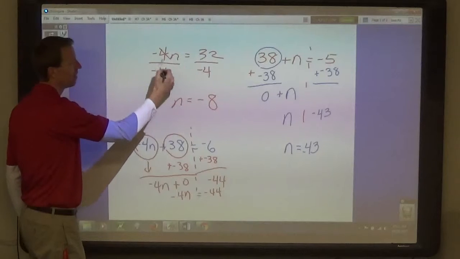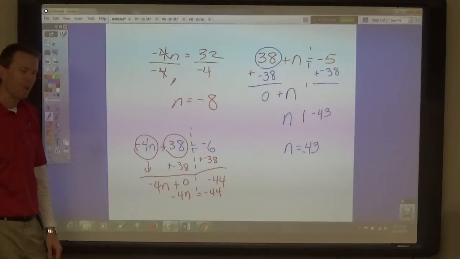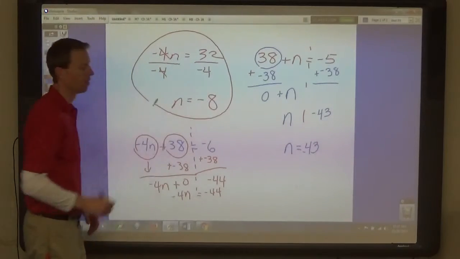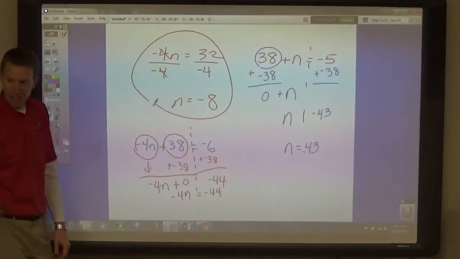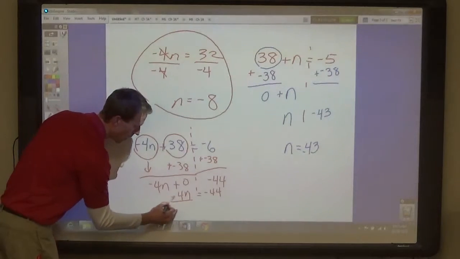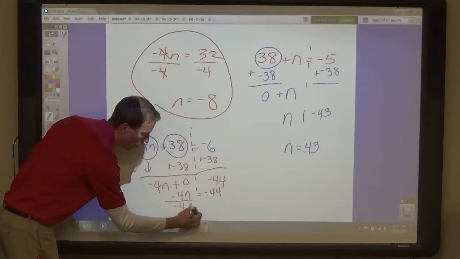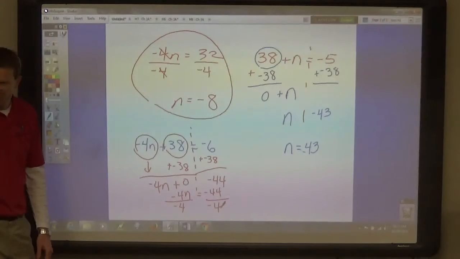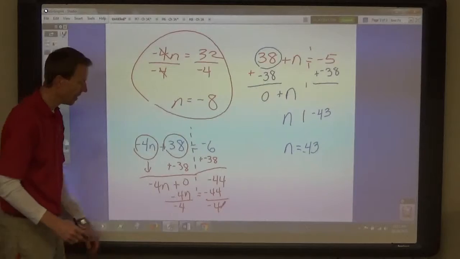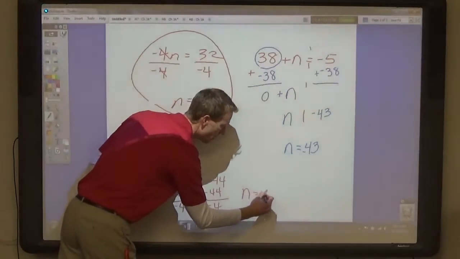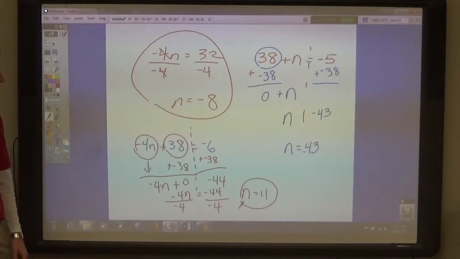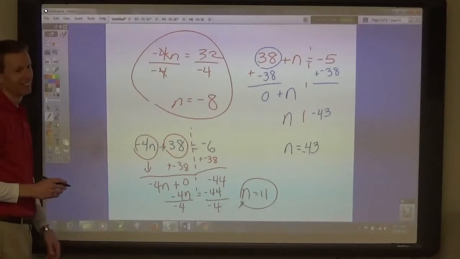Oh, n equals negative 40. No. Why not? Come on, Dylan. What do we need to do next? What do we do in this one? Divide both sides by negative 4. Positive, isn't it? n equals 11. See, I told you it was 11. You said 10. No, I didn't. Yes, you did.